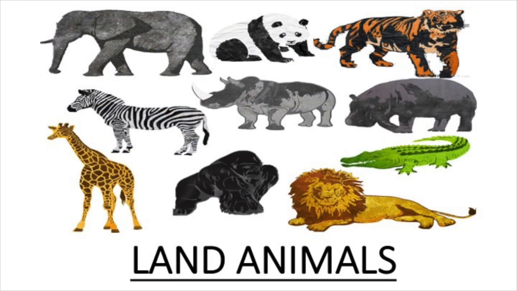Now, land animals. Land animals are different from sea animals because they live on the land. What animal is this? Elephant, yes. Many elephants in Thailand. How about this animal? Panda, yes. And here? Tiger. Zebra. Rhino. Hippopotamus. Giraffe. Gorilla. Lion. And crocodile.